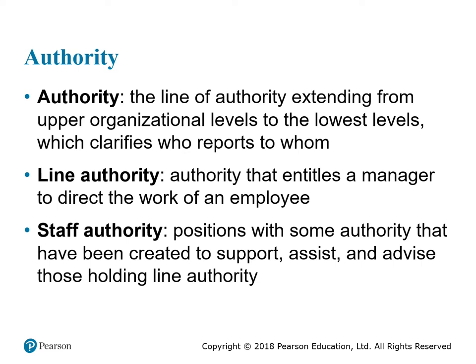There are two distinct types of authority, and that is line authority and staff authority. When we talk about line authority, it's very obvious, very clear, very straightforward. It gives you, the manager, the power and the authority to direct the work of an employee. It gives you the power to give someone else orders, to give them commands, things that they must do. You basically direct their work and their activities in general.